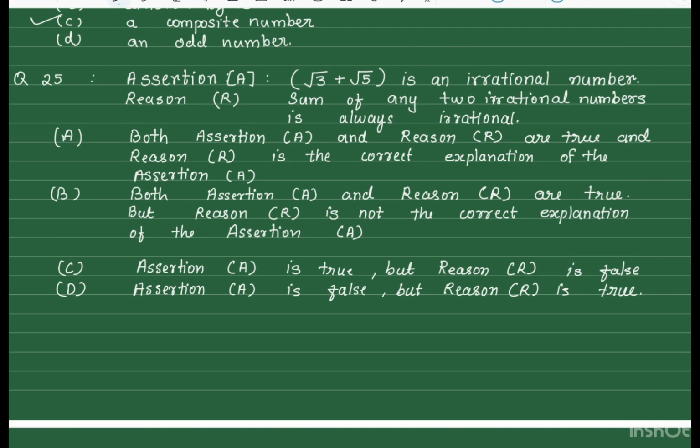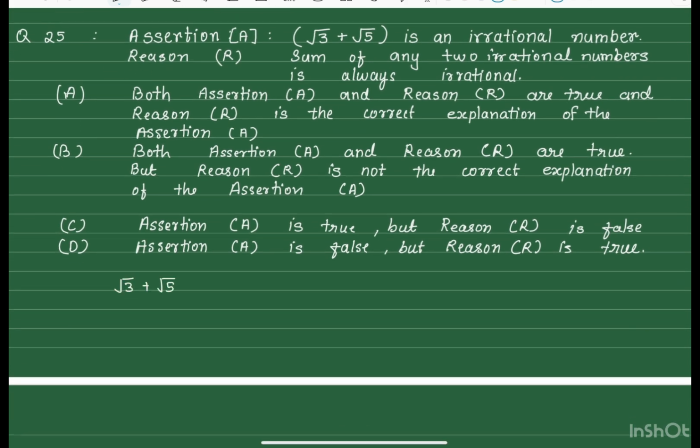Option C. Assertion A is true, but reason R is false. Option D. Assertion A is false, but reason R is true. Let's check the assertion and the reasons. Root 3 plus root 5, sum of any two irrational numbers is irrational. It is true. So assertion A is true.